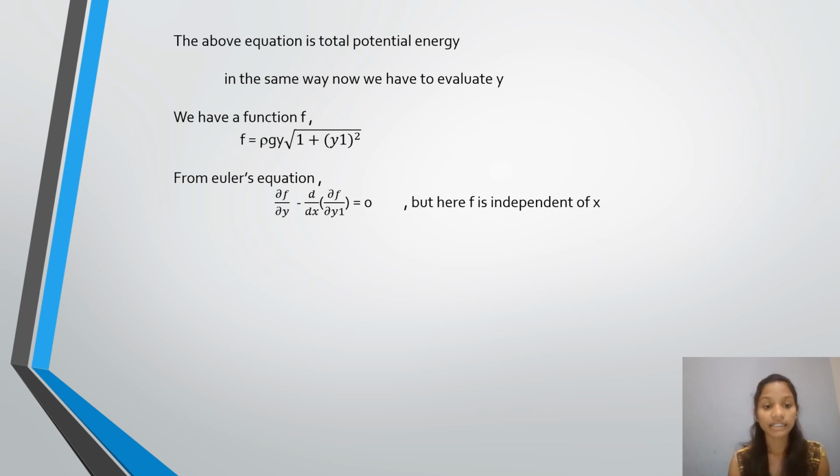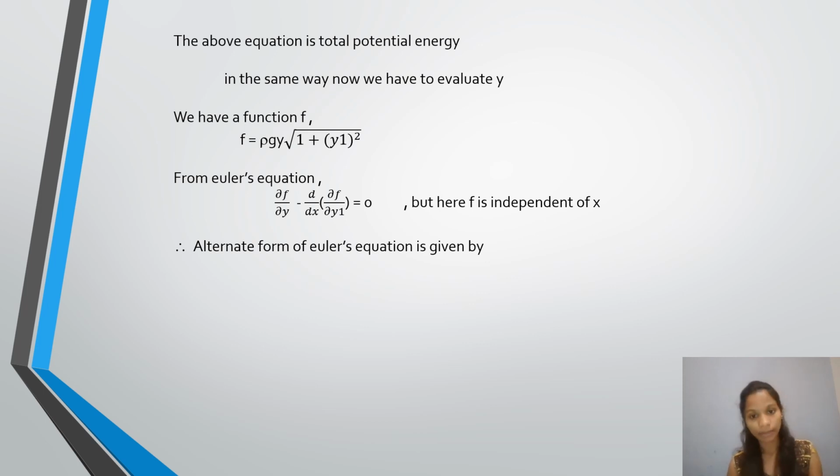But in the above equation, what we obtained is that F is independent of x. So the alternate form of Euler's equation is given by F minus y dash into dou F by dou y dash equals a constant. This is the alternate form of Euler's equation.